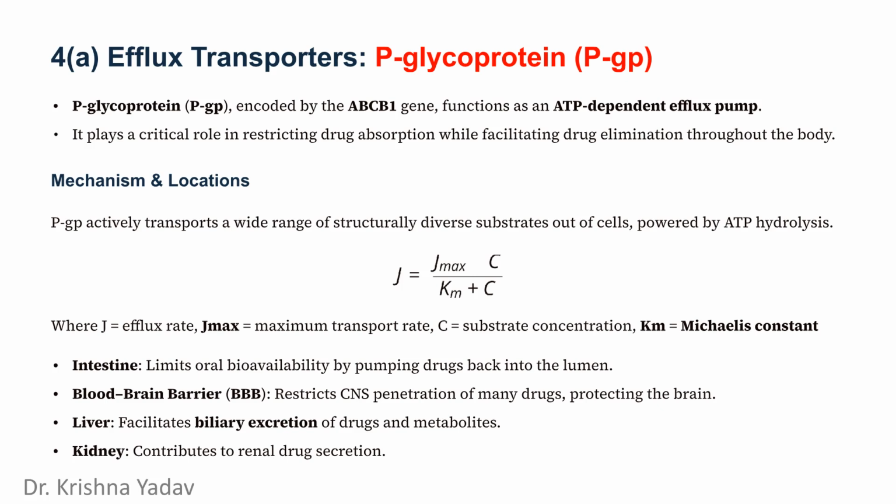Looking at its locations, in the intestine, it pumps drugs back into the lumen, reducing oral bioavailability. At the blood-brain barrier, it restricts CNS penetration, acting as a protective gate. In the liver, it supports biliary excretion. In the kidney, it contributes to renal secretion. Pharmaceutically, PGP behaves like a biological barrier system, actively reducing the effective drug concentration available for therapeutic action.